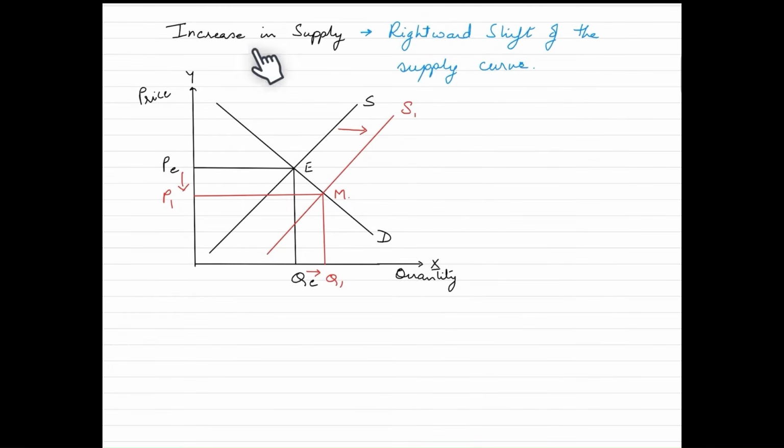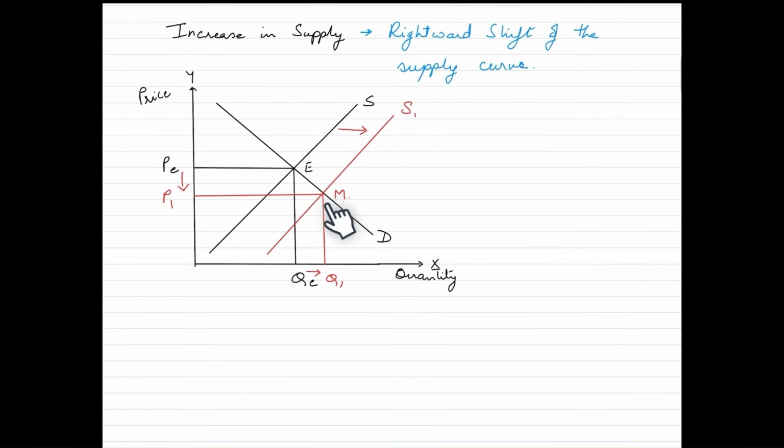Now this is the diagram for market equilibrium. Let us see how we read and interpret this diagram. So in the initial scenario, this is the point of equilibrium. This is the price at equilibrium labeled as PE, and this is the quantity at equilibrium labeled as QE. When the supply increases, you would see a rightward shift in the supply curve. So in this case, the supply curve is shifting to the right from S to S1.